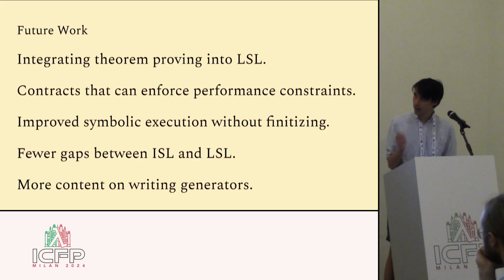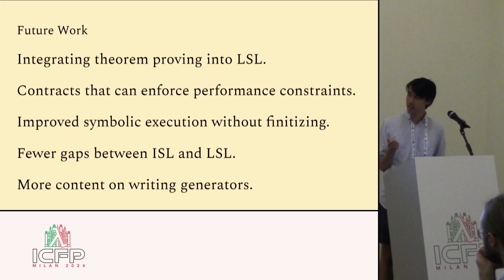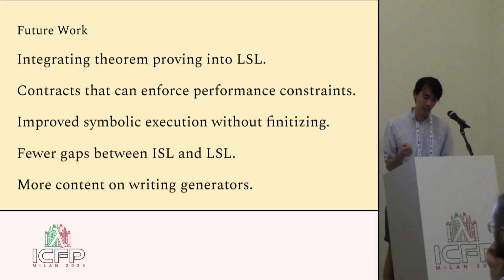We would like to have contracts that enforce some of these performance properties. I said we have tools for graphing performance, but we'd actually like to have contracts for that as well. We would like to be able to do symbolic execution without always having to finitize the inputs, which would require something a little more general than what Rosette gives us. We would like to have fewer gaps between ISL and LSL.